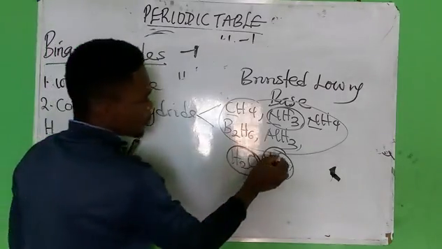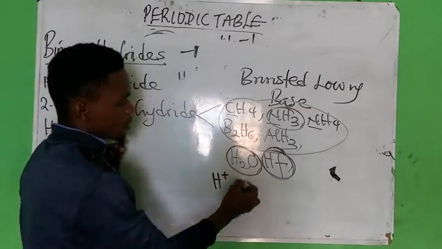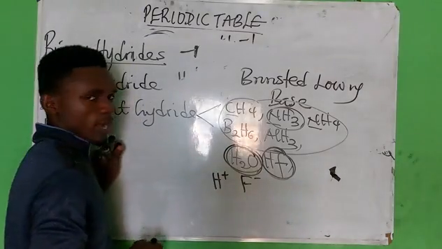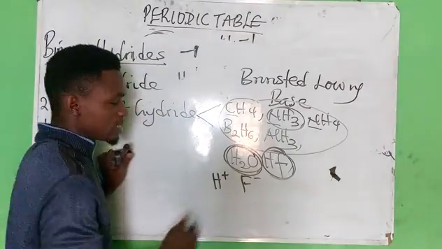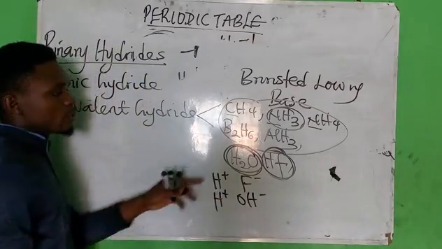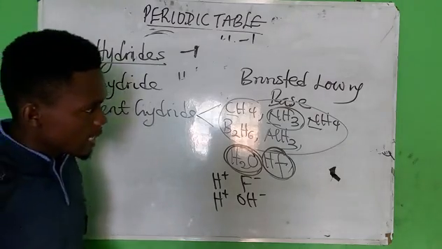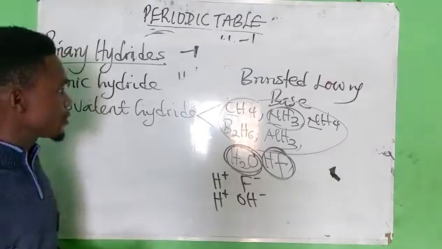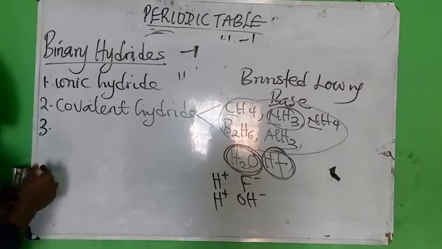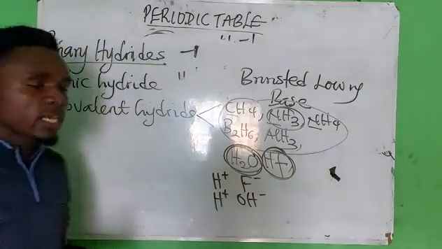Hydrogen fluoride is acidic because it can dissociate to give H plus and F minus. Water is also acidic because when it dissociates, you'll have H plus and OH minus. So both of them are acidic. All right, please take note of that. It is very, very important. Number 3, of course, this compound has a low melting point and low boiling point.